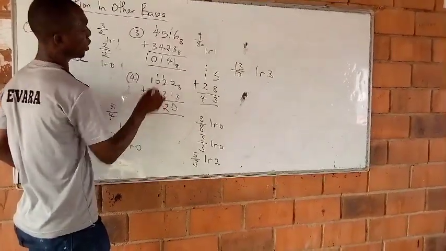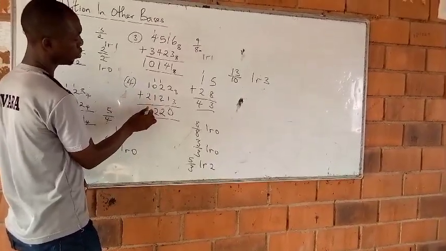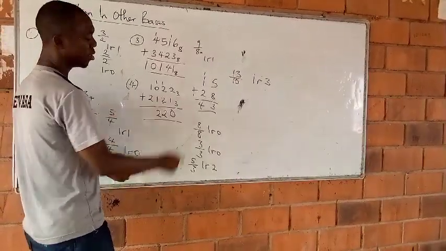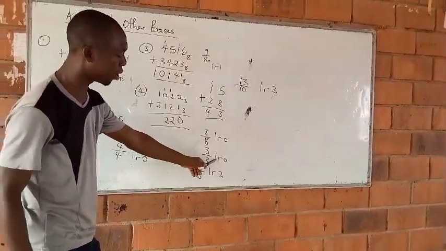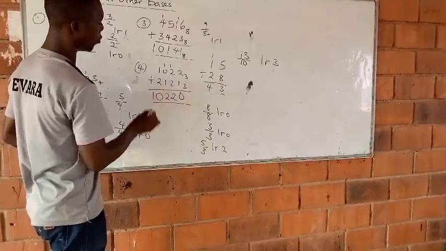Then I'll take the 1 here. 1 plus 1, 2. 2 plus 1 is 3. Remember, I cannot write 3 when I'm dealing with base 3. So I'll divide it by 3. I'll get 1 remainder 0. I write the 0, then the other one, I'll put it here.